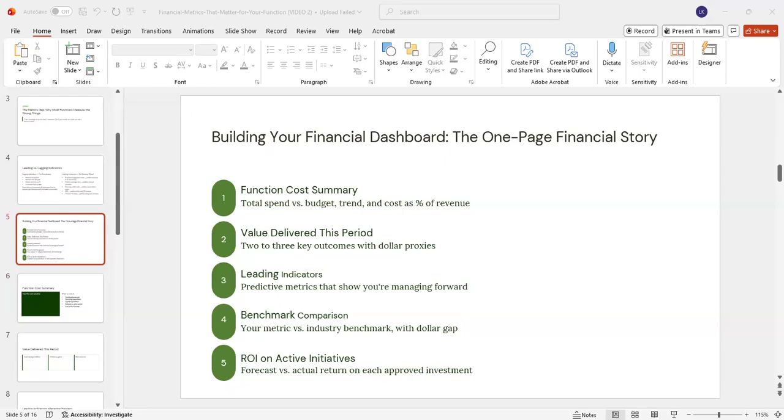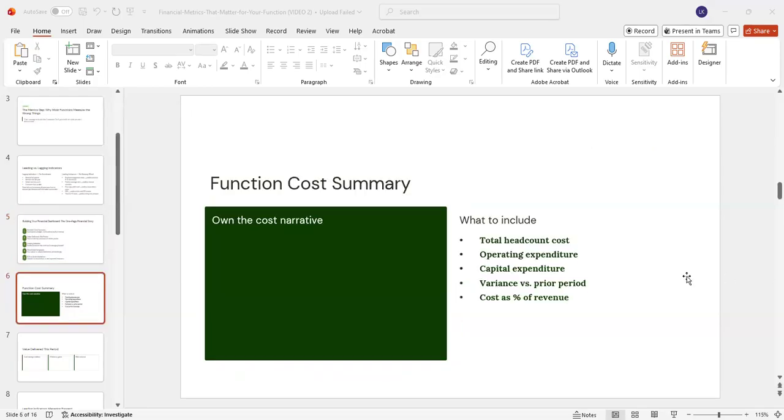So what should you include in the function cost summary? You should consider including the total headcount cost, salaries and benefits on a fully loaded basis. You should consider all the operating expenses of the tools and the services you use, as well as overhead. You should present any capital expenditures that you need, any active investments that you have ongoing. Very important also to present how you're doing relative to prior period, and not only to prior period, but also to the budget you have approved. So are you tracking well?